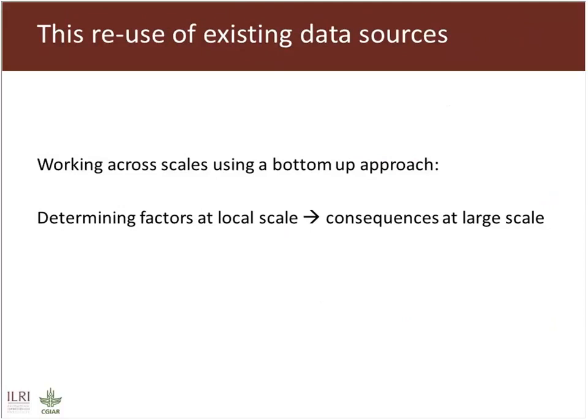So with these existing data sources, we have been able to work across scales using basically a bottom-up approach. We use farm household level information to quantify what is happening at local scales, try to determine the factors that drive variation at local scales, and thereby we can also quantify consequences at larger scales and take into account larger scale developments, for example, in market prices or climate change, to see again what is happening at the local scale.